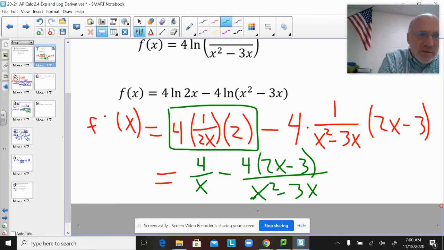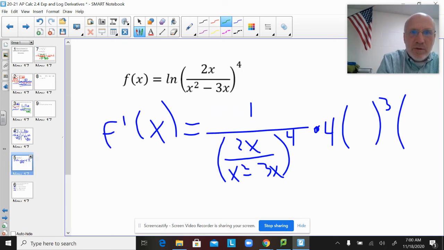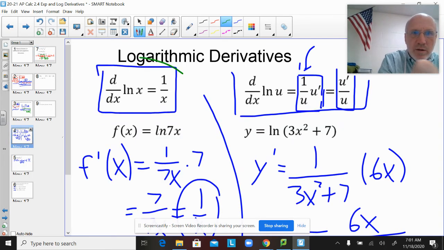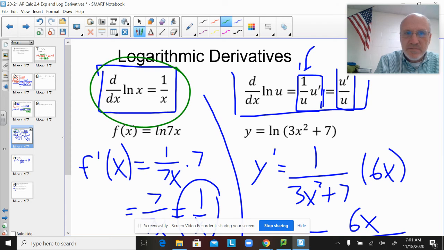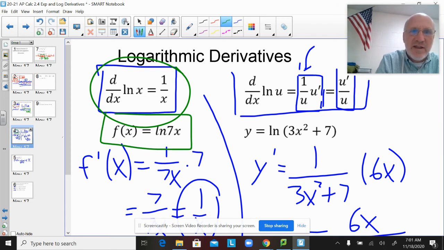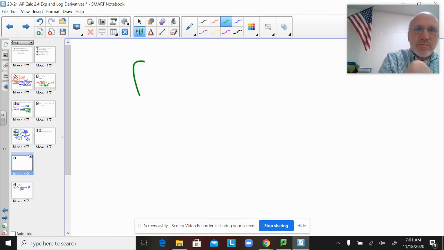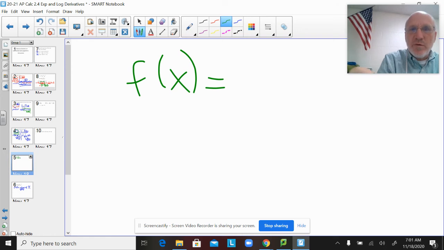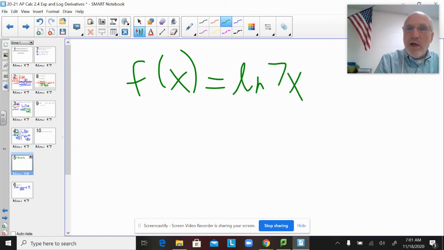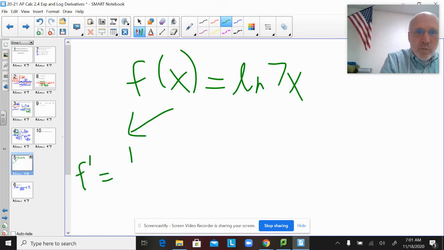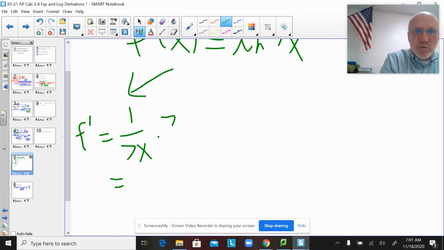Now, I'm going to go back to this first one, where we got just 1 over x. No, not that one, sorry. Natural log of 7x. That was not a difficult derivative to take. 1 over 7x times 7. But now that we know we can use rules of logs, f of x equals the natural log of 7x. Well, we already did it this way. F prime equals 1 over 7x times 7, which was just 1 over x.